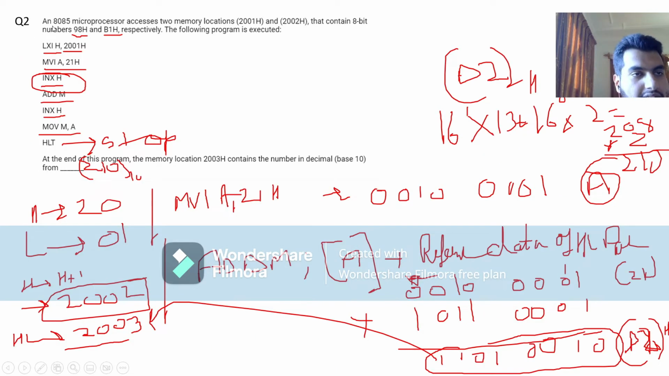Now question number 2 is: an 8085 microprocessor accesses two memory locations, 2001 hex and 2002 hex, that contain 8-bit numbers 98 hex and B1 hex respectively. The following program is executed. So what we are doing is HL has this memory location 2001.